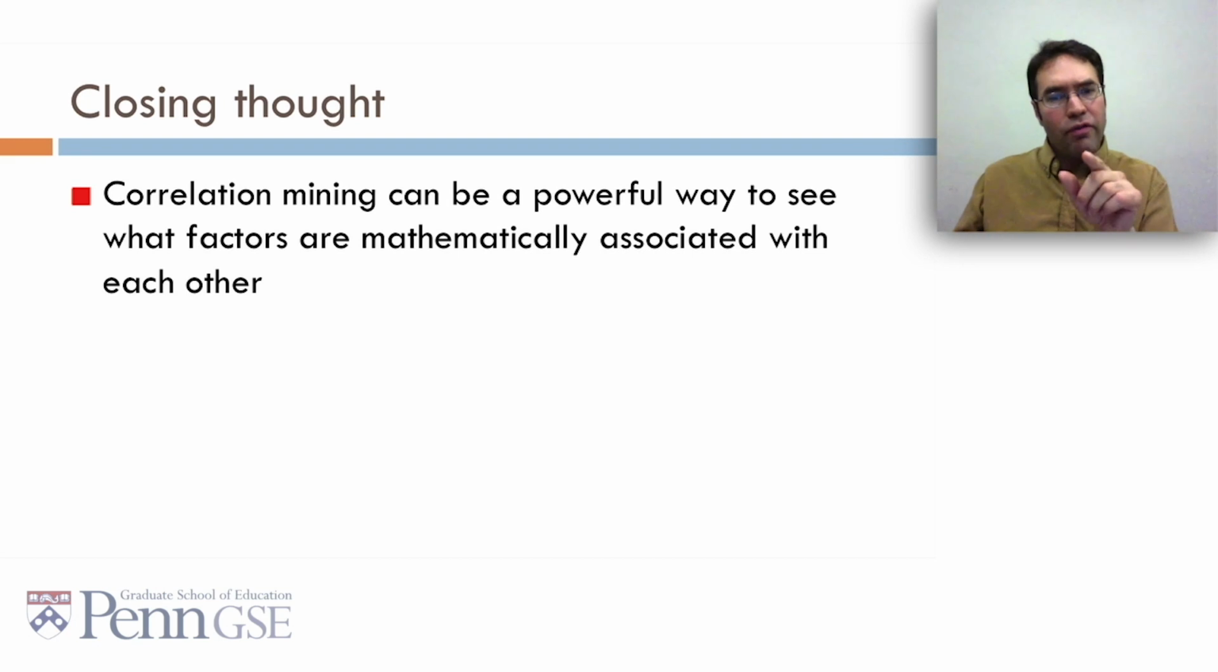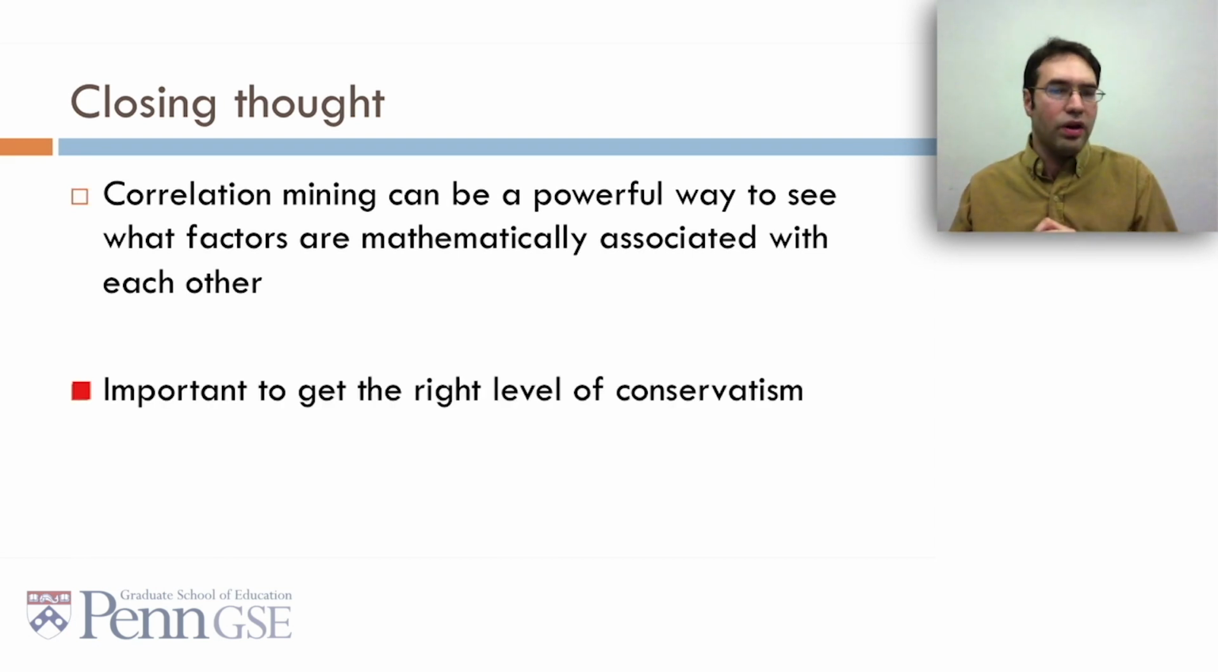So, a closing thought. Correlation mining can be a powerful way to see what factors are mathematically associated with each other. But it's important to get the right level of conservatism. If you're too conservative, you throw out everything. If you're not conservative enough, you accept junk.